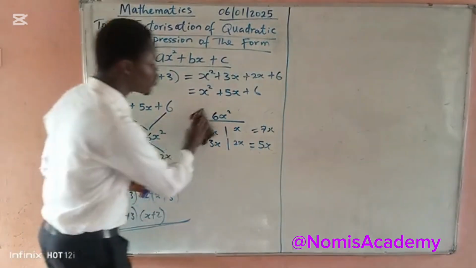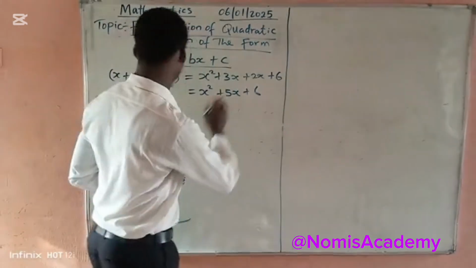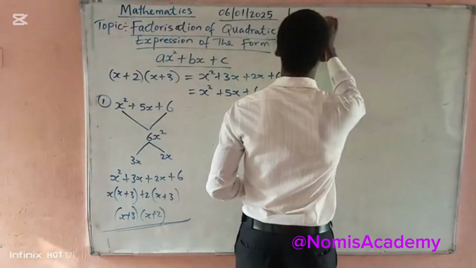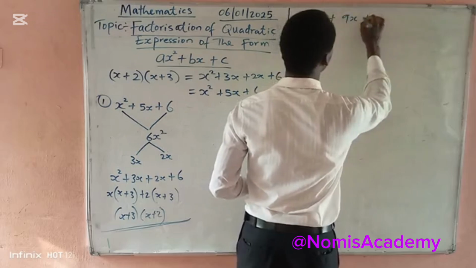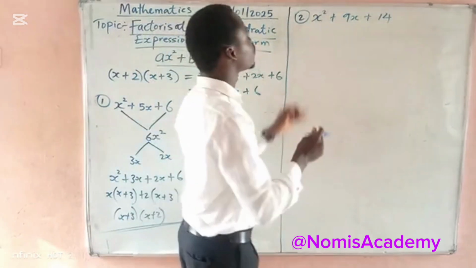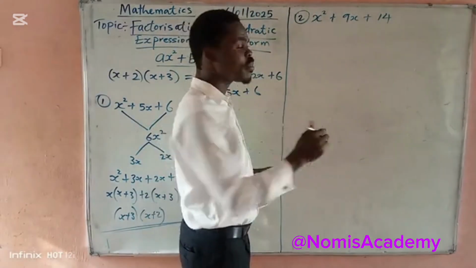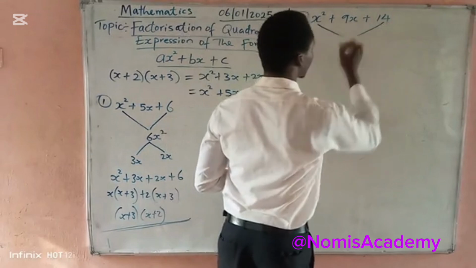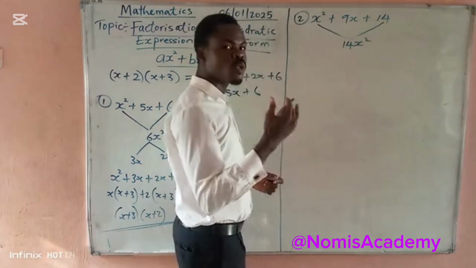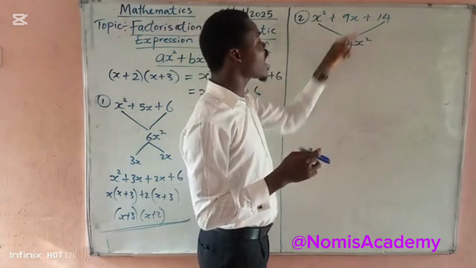Can I do one more example and then we'll leave this topic? Number 2, we have x squared plus 9x plus 14. Alright, now let's factorize this quadratic expression. Do the same thing. Multiply the first and the last term, and that will be what? 14x squared. Now you look for factors of 14x squared that sum up to 9x.